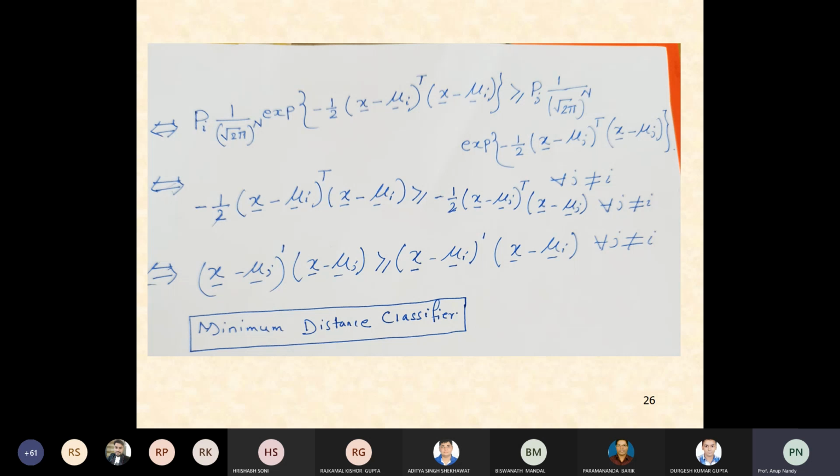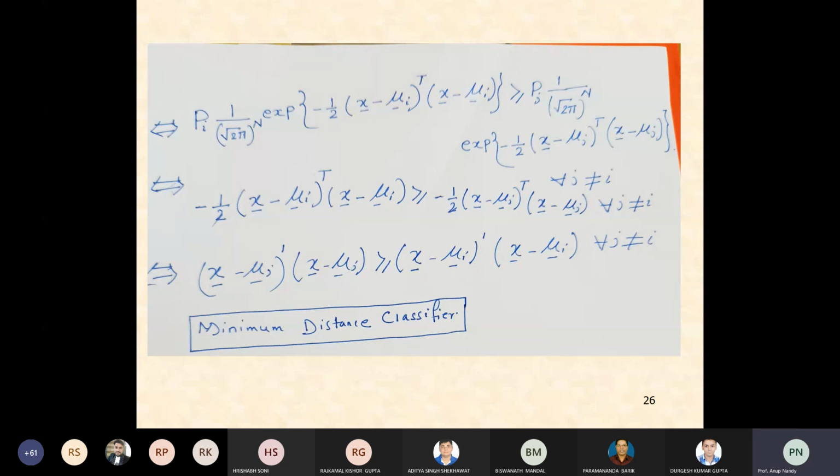I'm just telling you what the mathematical background of this minimum distance classifier is, because you have got one assignment on the minimum distance classification, this distance based classifier. From where is it coming? You'll be interested to know. It is coming from the Bayes decision rule.